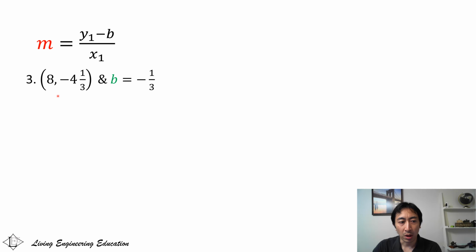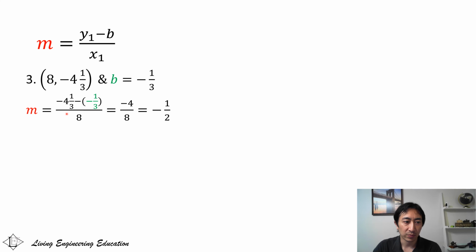Now let's take a look at problem 3. We have an x value of 8, a y value of negative 4 1/3, and a y-intercept value of negative 1/3. So I'll solve for my slope. y1 minus b is going to be negative 4 1/3 plus 1/3, because it's negative minus a negative value, and then divide that by 8, my x1 value.